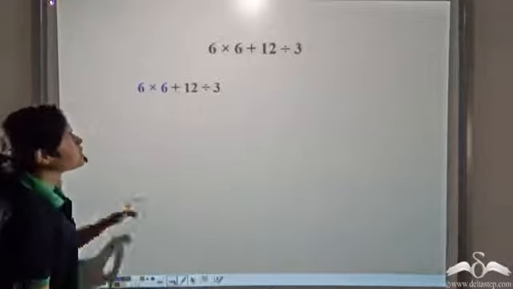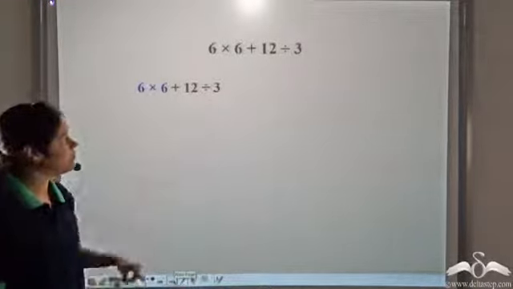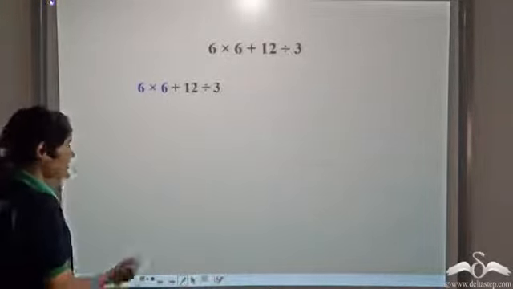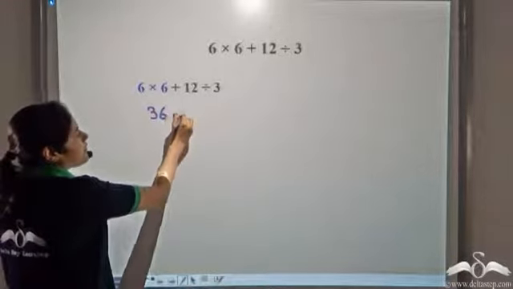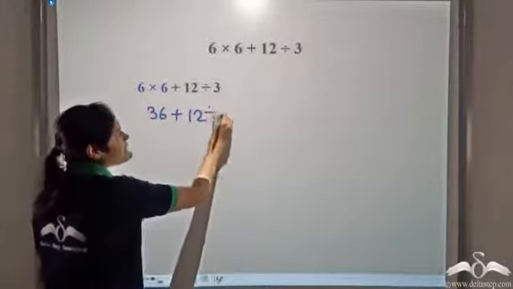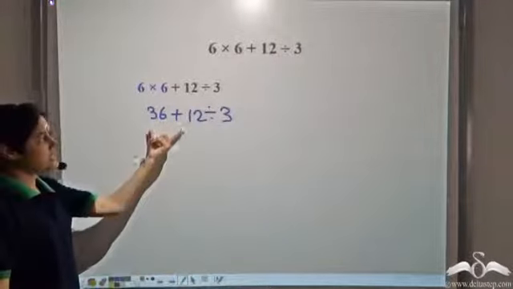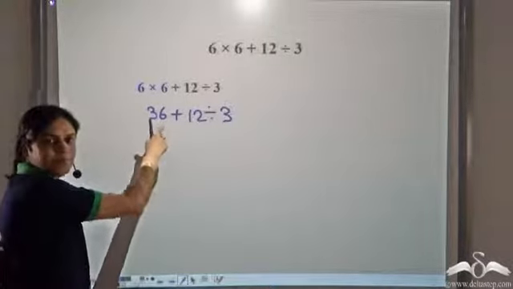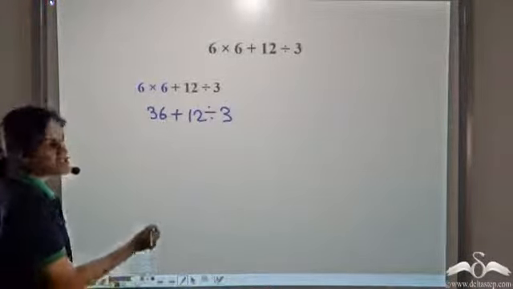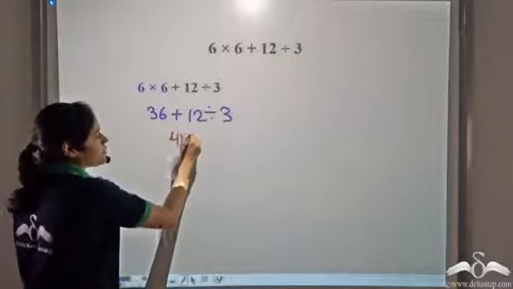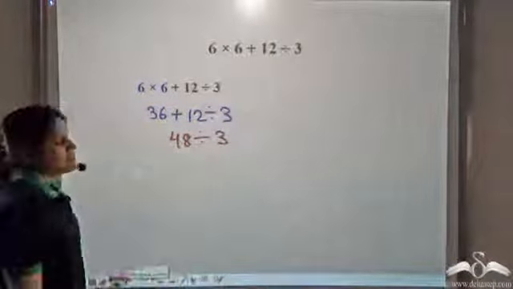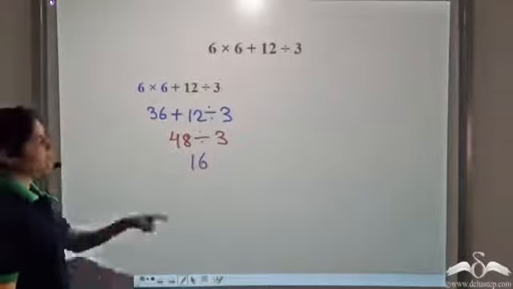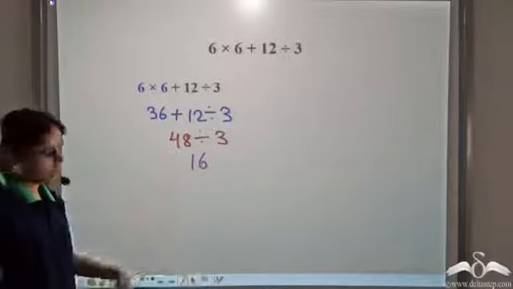Let us first try and solve it from left to right. So we have 6 into 6, which is 36 plus 12 divided by 3. Now 36 plus 12, because we are going from left to right, so we consider this part first. 36 plus 12 gives us 48 divided by 3. 48 divided by 3 gives us 16. So we get 16 as the answer.